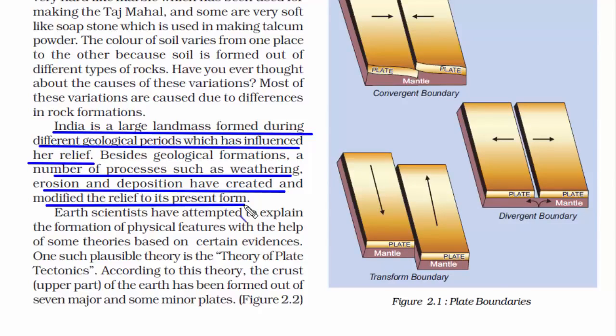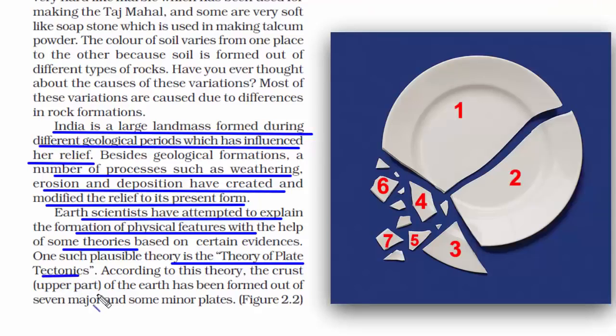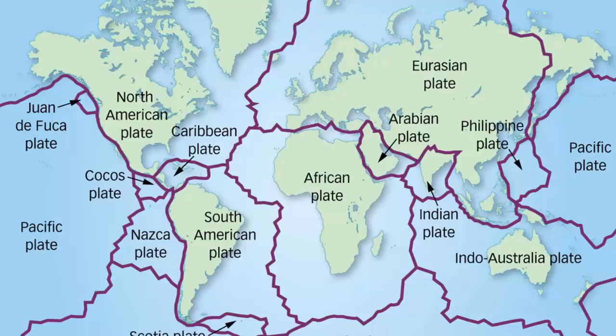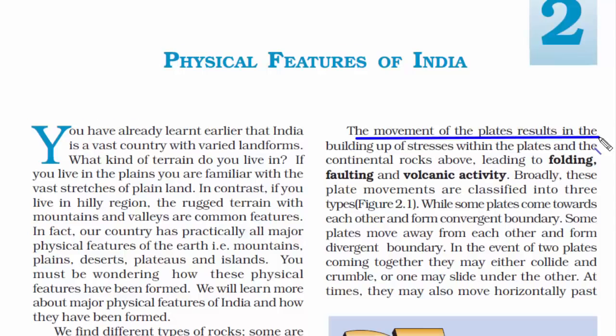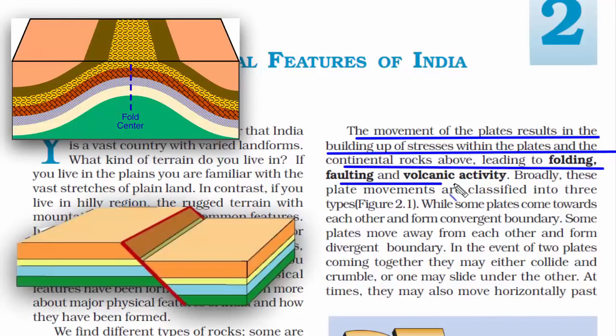But the big question is, how did we humans come to know about it? I mean, we can talk all intellectually, but the base has to be through solid evidence. Therefore, scientists have attempted to explain the formation of physical features with the help of some theories. One such theory is the theory of plate tectonics. So this theory says the crust, that is the upper part of the earth, has been formed out of 7 major and some minor plates. And when these plates move, they build up stress within and the rocks above collide, or sometimes a large chunk of soil gets separated, leading to folding, faulting, and volcanic activity.